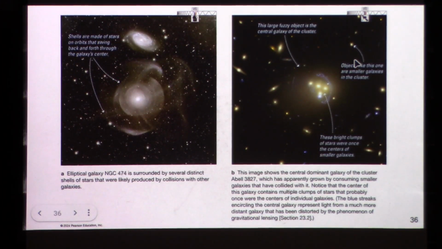Here's a cool example. NGC 474, Olivia Galaxy NGC 474, is surrounded by several distinct shells of stars that were likely produced by collisions with other galaxies. Pretty crazy. So the idea would be you can have a bunch of stars kind of go towards the center and keep on going, and then kind of oscillate back and forth through the center, and so they bunch up at the extremes of their paths and make shells, as a matter of fact.